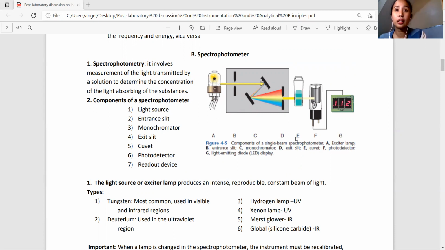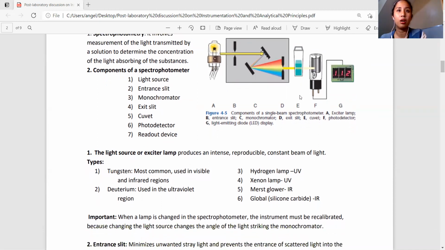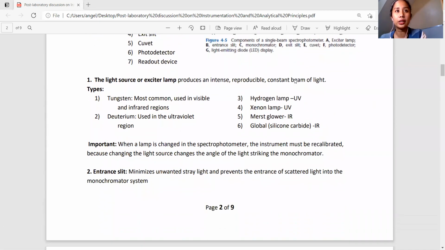Letter E, or number 5, yung cuvette natin, where our sample will be placed. Letter F, yung photodetector natin. So, it will transmit the electromagnetic radiation into an electric current. At letter G, or number 7, yung readout device niya. So, i-interpret ni readout device kung ano yung na-measure ni photodetector. So, class, discuss lang natin ng onte.